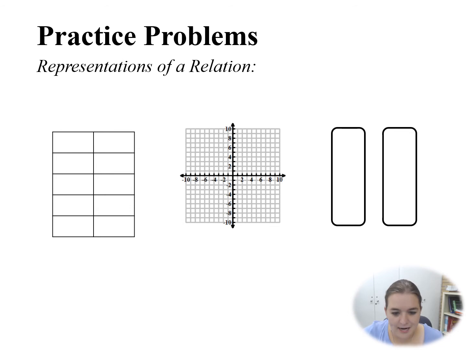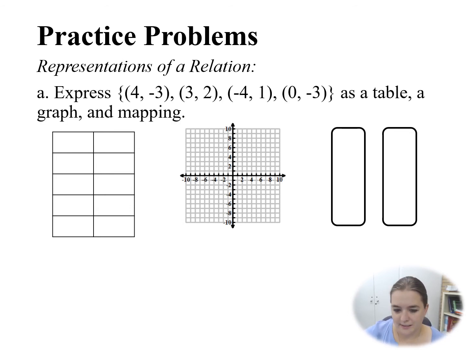So first, let's practice. We're going to represent a relation in three different ways. I have these four ordered pairs, and I want to represent it as a table, as a graph, and as mapping. So the first thing I want to do is make my little table. You can make a table in your notes. But before I write anything in, I need to label my table. I want x and y. Let's go with red. I don't like blue.